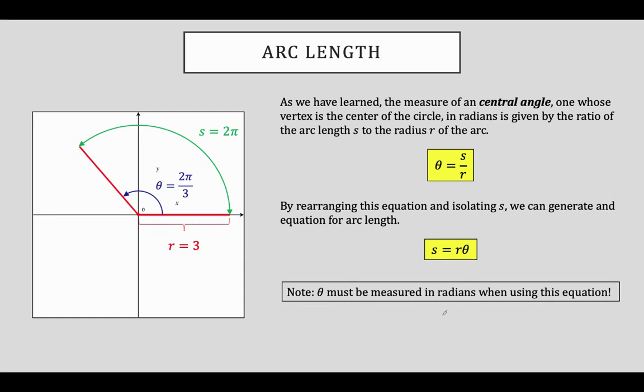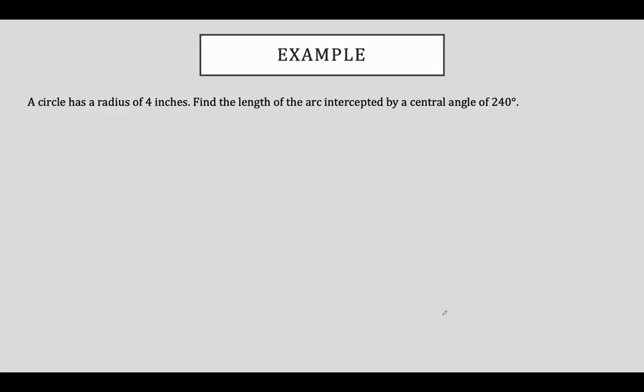Again, everything in this class should be done in radians unless it's triangles or it specifically says degrees in the problem. So here, let's do a problem. A circle has a radius of 4 inches. Find the length of the arc intercepted by a central angle of 240 degrees.